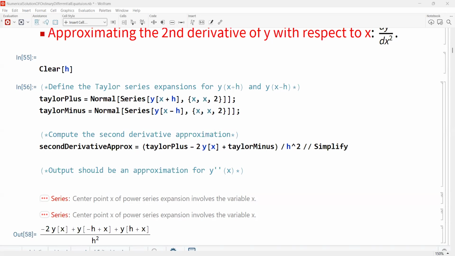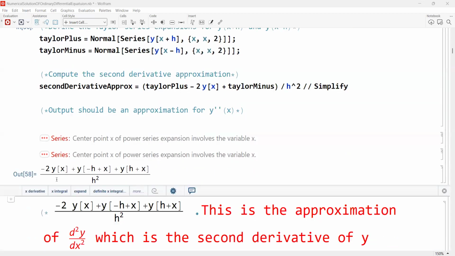Okay, so this is the approximation of the second derivative of y with respect to x here. So we have the Taylor plus normal series of y of x plus h, and we have the Taylor minus of x. So this is the approximation for the second derivative of y with respect to x using Mathematica here. This expression is the approximation of the second derivative of y with respect to x.